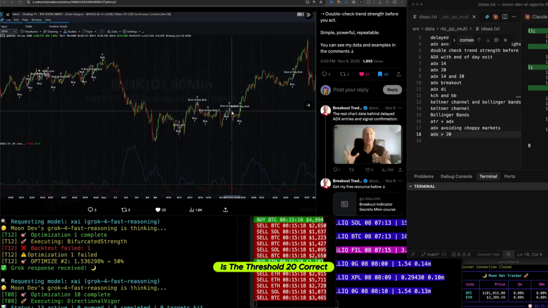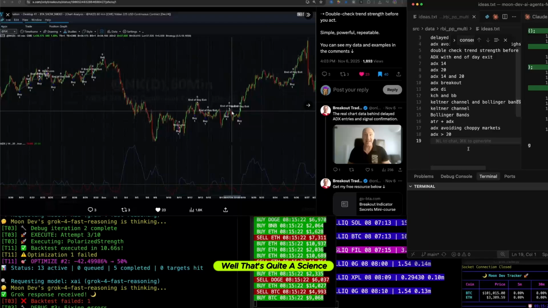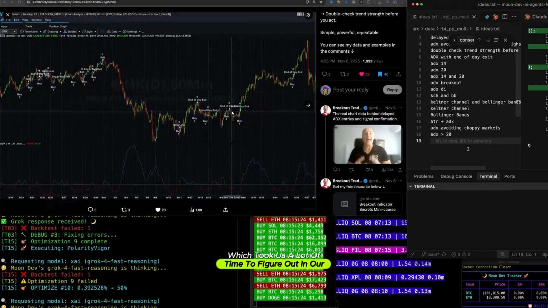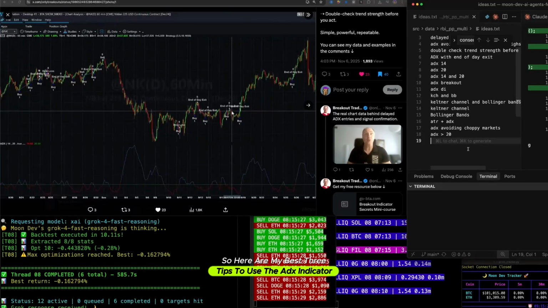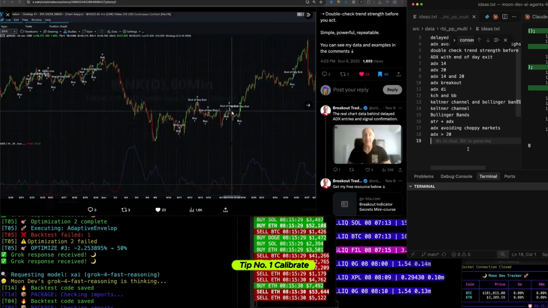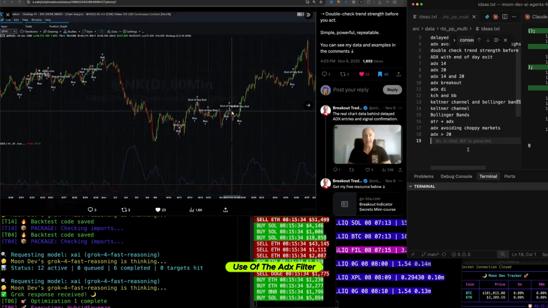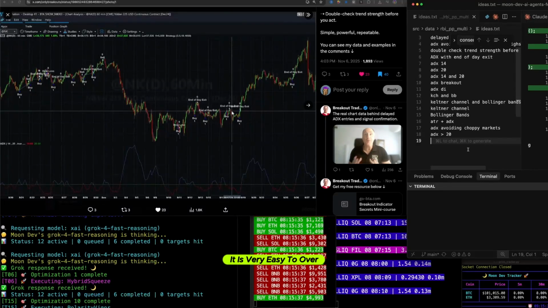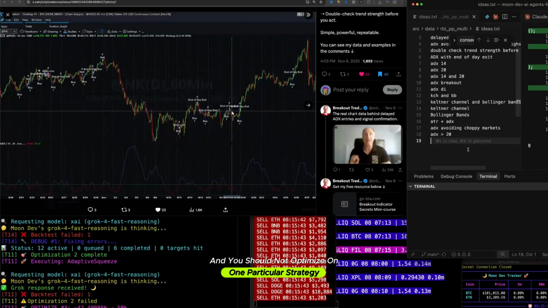However, is the threshold 20 correct? And which period of the ADX indicator should we use? Well, that's quite a science, which took us a lot of time to figure out in our hedge fund, and that's what I'm going to share with you right now. So here are my best 3 tips to use the ADX indicator. Tip number 1, calibrate. Calibration is very essential for a successful and efficient use of the ADX filter. It is very easy to over-optimize or overfit both the ADX period and the ADX threshold, and you should not optimize on one particular strategy only.